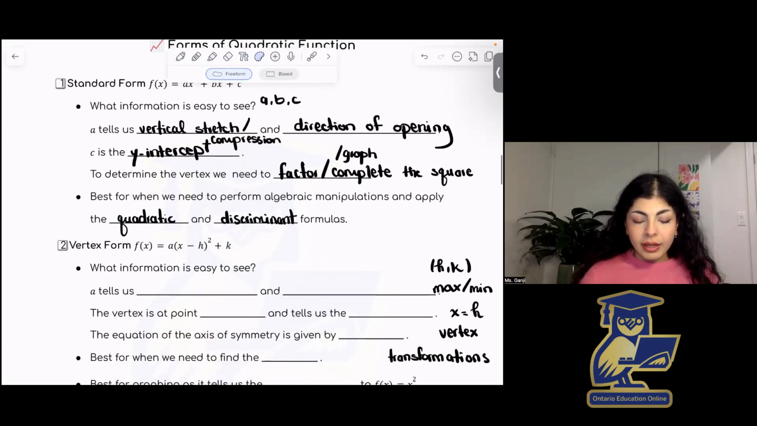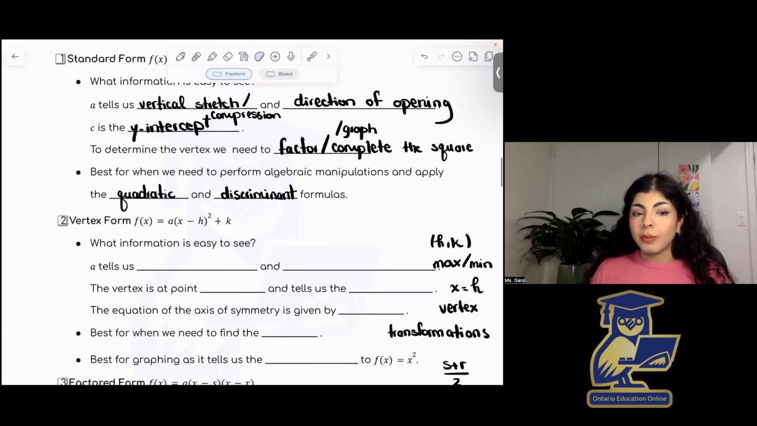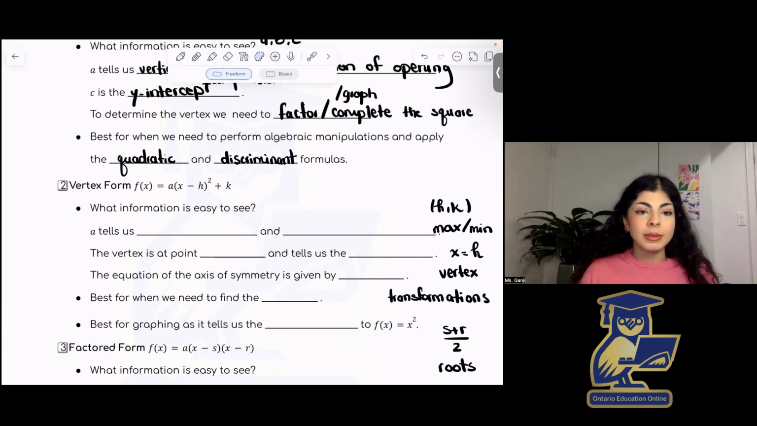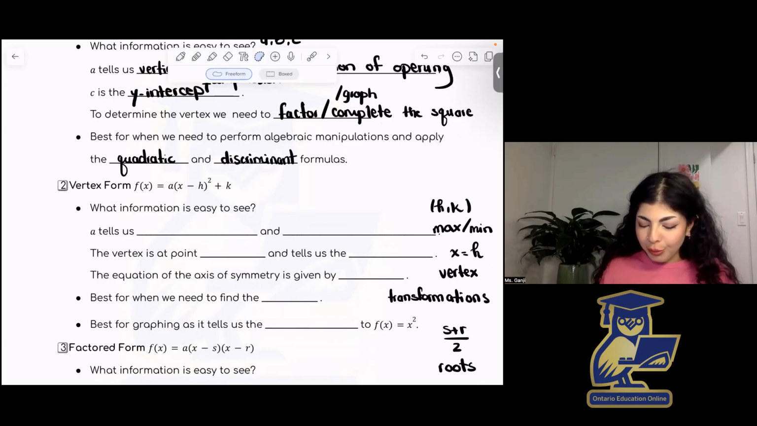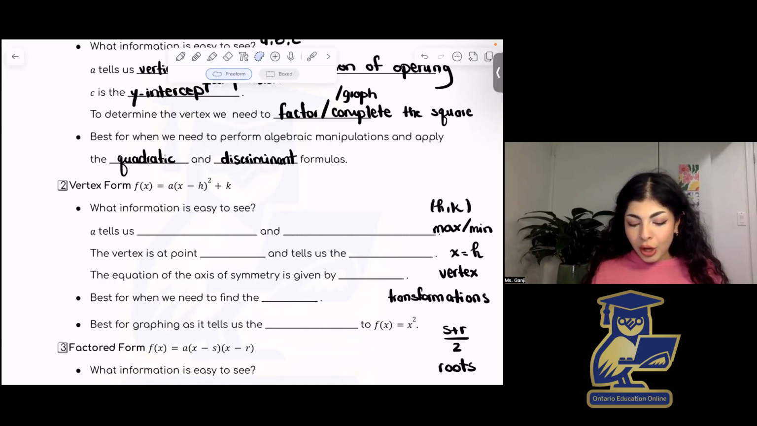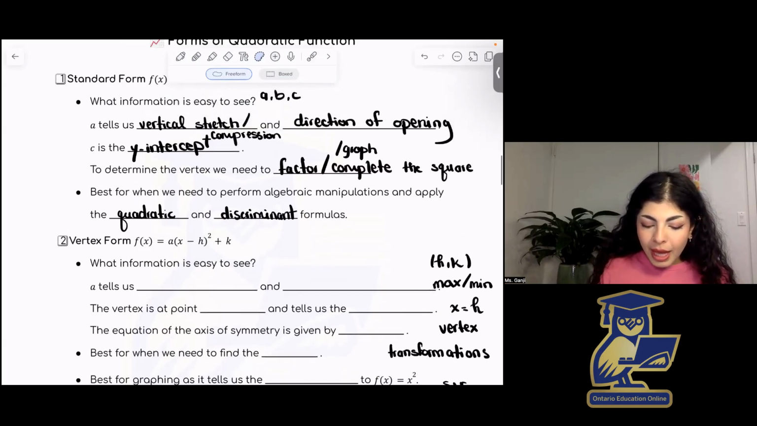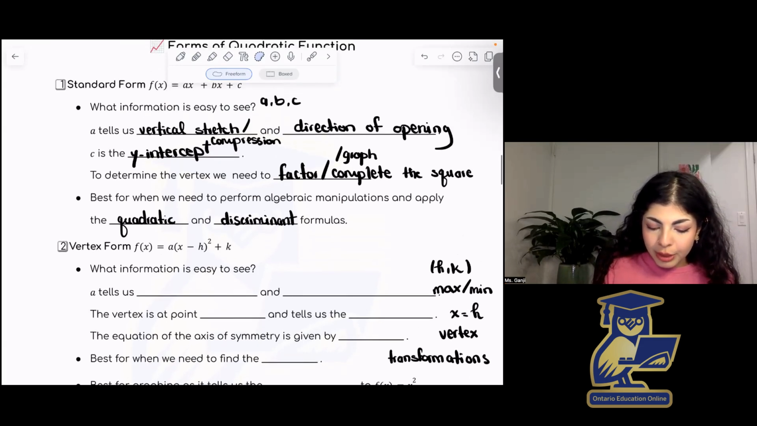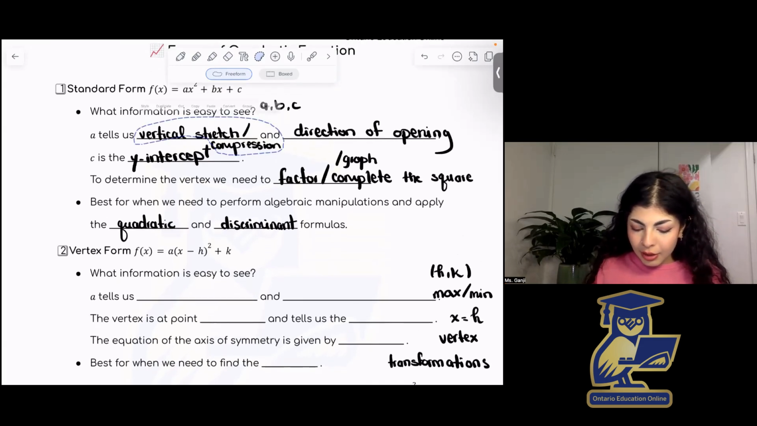Now, for the second option here, we have vertex form, which is a times (x minus h) squared plus k. So I hope you know right away what information is easy to see here: the vertex, as the name is vertex form. But let's follow through with our fill in the blanks. So same thing here. a tells us the vertical stretch or compression, and it also tells us the direction of opening.